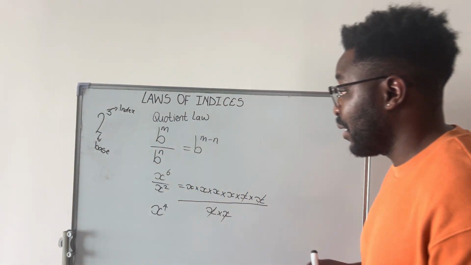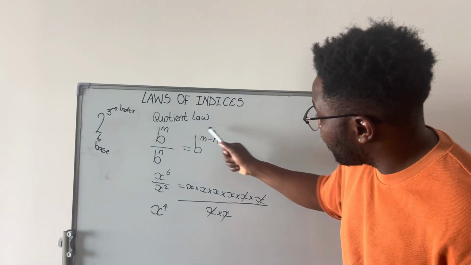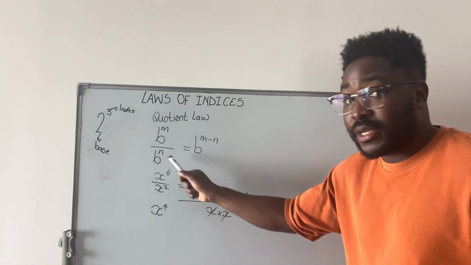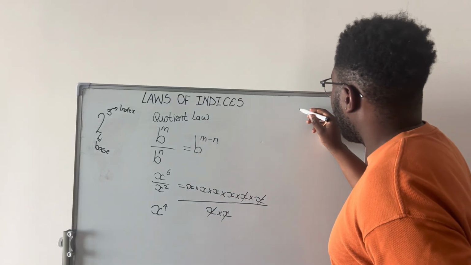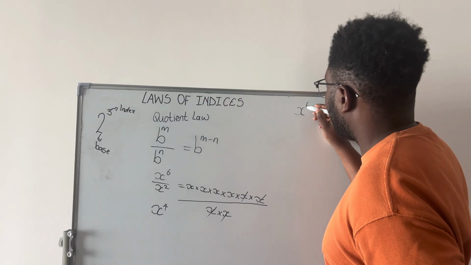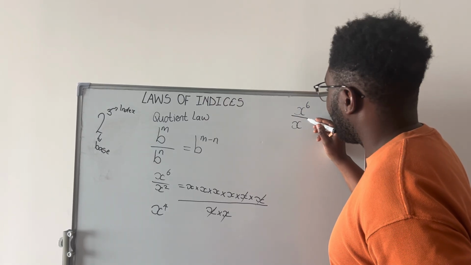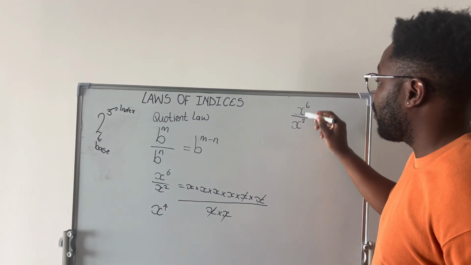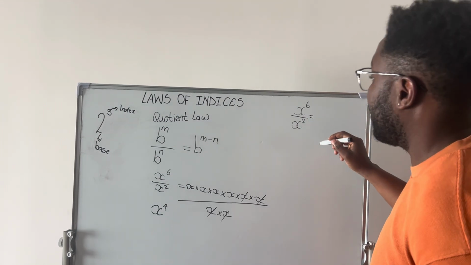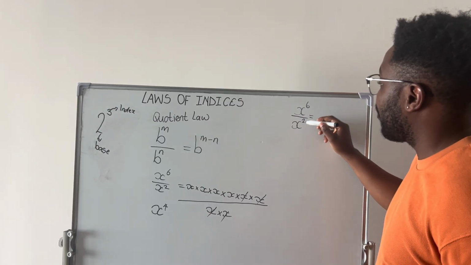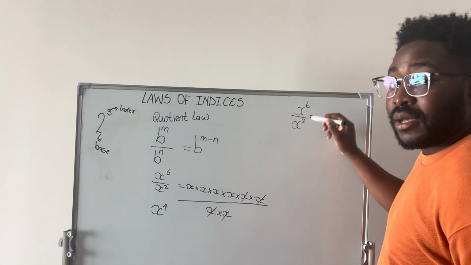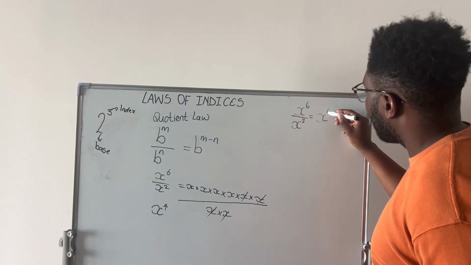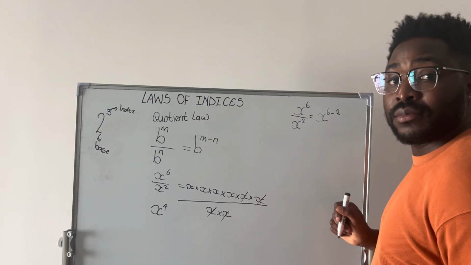Now let's use this quotient law formula right here, using the same expression. We have x raised to the power 6 over x raised to the power 2. And remember, we're dividing an expression with the same base, so we just have to subtract their indices. So that would be x to the power 6 minus 2.